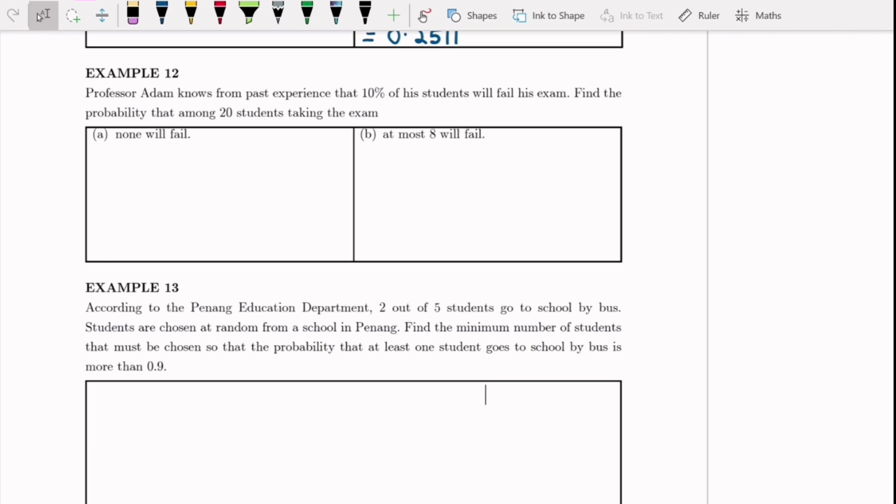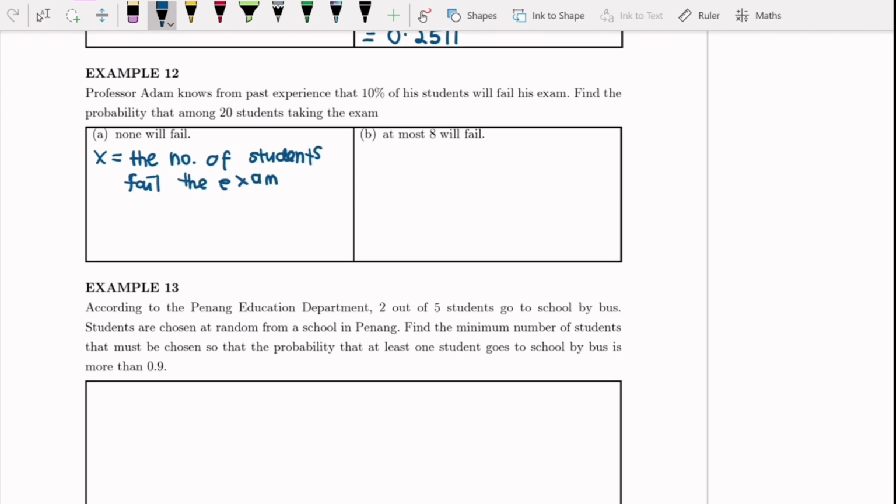Example 12. Professor Adam knows from past experience that 10% of his students will fail his exam. Find the probability that among 20 students taking the exam, none will fail. Before we solve this question, we let x be the number of students that will fail the exam.